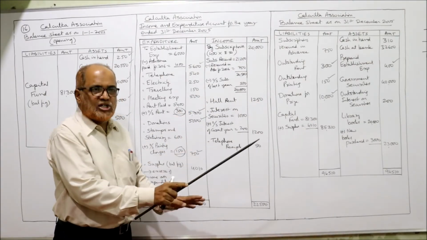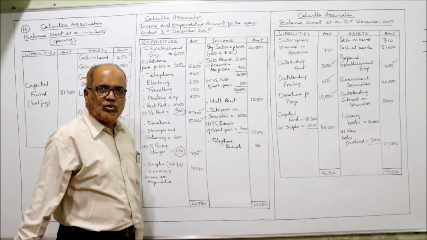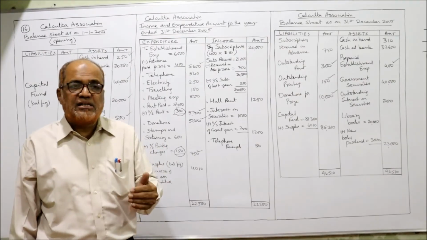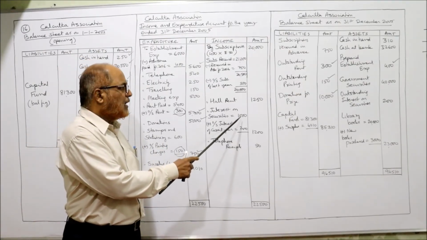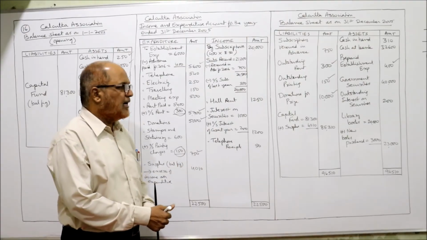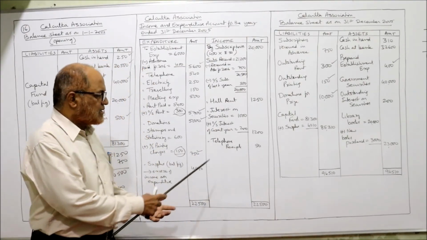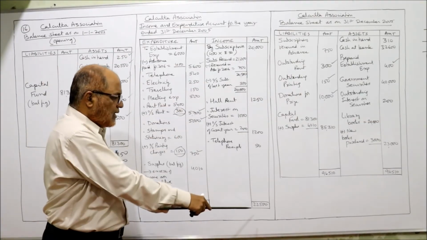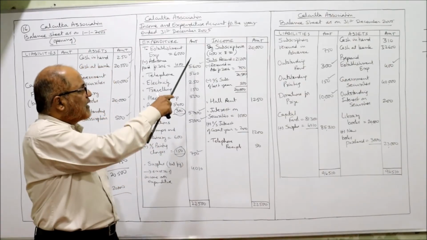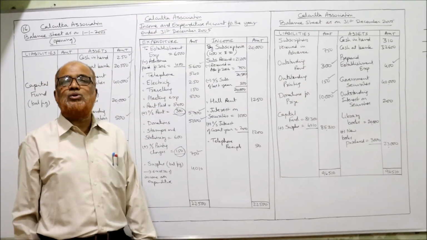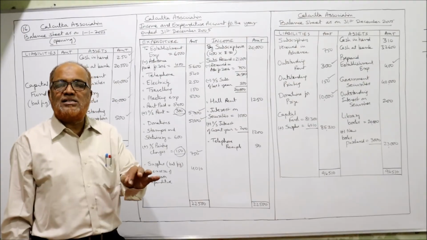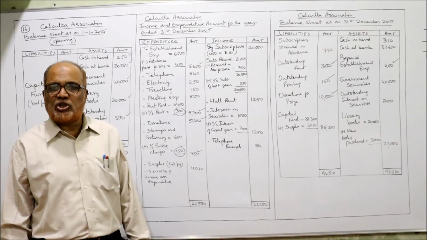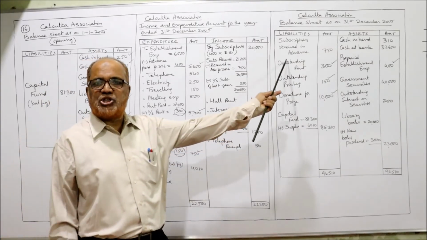Hall rent, directly, no adjustment. Now interest on security 1,000. But in the adjustment it is given outstanding interest receivable is 200. So add up: 1,000 plus 200, 1,200 rupees is the interest. Last one, telephone receipt, that is revenue income. Over. So the income side total is 22,500. From 22,500 deduct all debit items, you will get 4,010. That is the surplus, excess of income over expenditure. That's it. Now I am coming to the balance sheet.